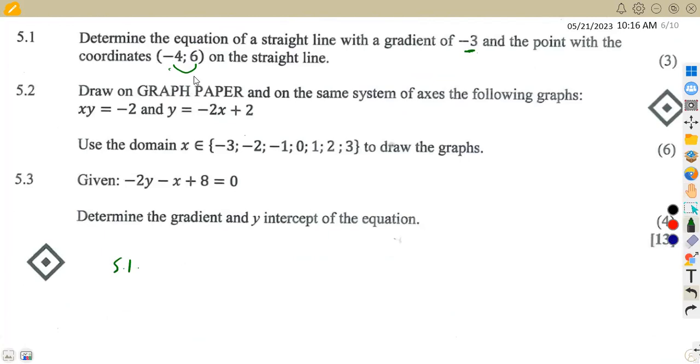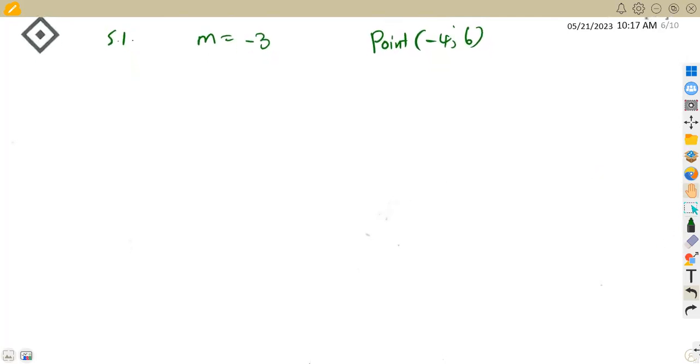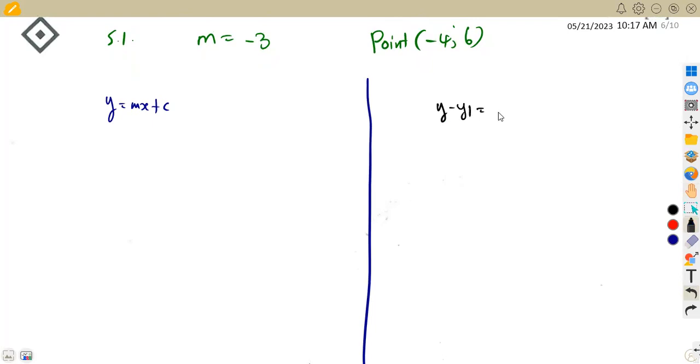So 5.1, we need to determine the equation. We are given the gradient. So our gradient, remember, it's m. So m is equal to -3. And we are given one point which lies on that line, which is (-4, 6). How can we determine the equation of a straight line from a point and a gradient? We know that the equation of a straight line is given from y is equal to mx plus c, or we can formulate this from the equation y minus y1 is equal to m into x minus x1. This can also give us the equation of a straight line.